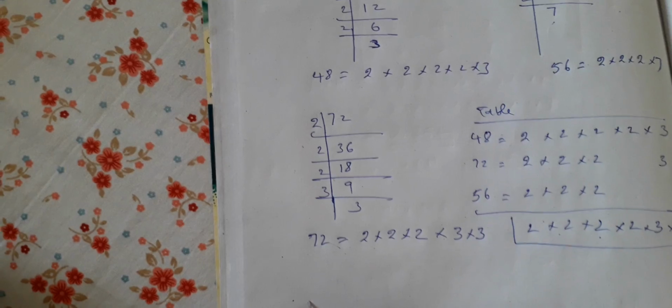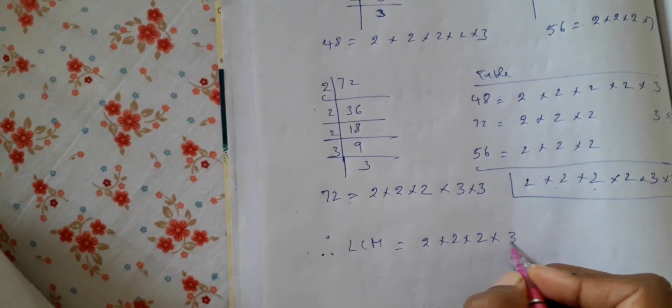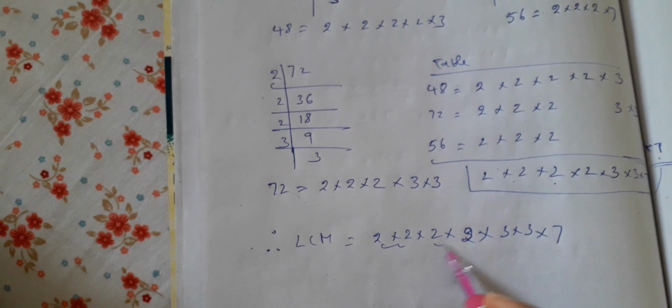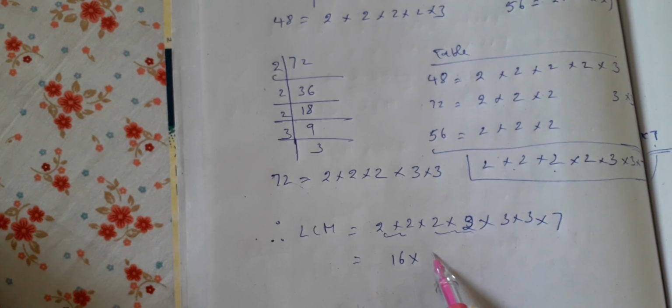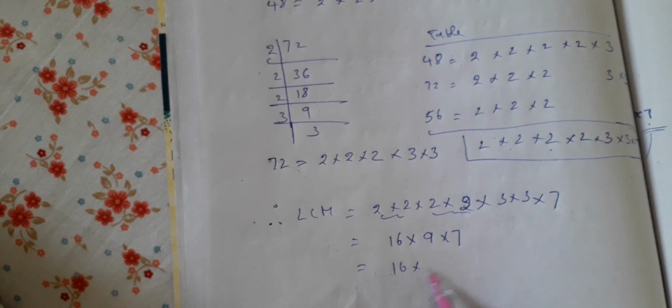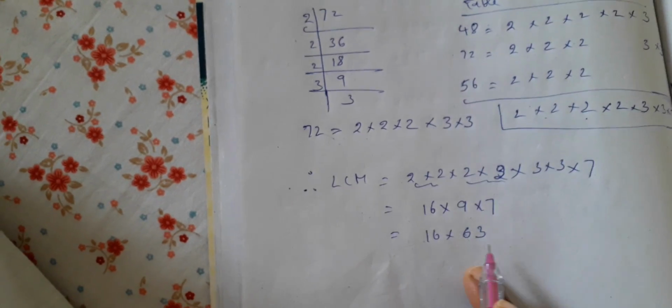So at the end we will write LCM is equal to 2 into 2 into 2 into, have we got 4? 1, 2, 3, 4. So one more 2, into 2 3's into 7 into 7. So now this is 4 into 4, 16. So 16 into 9 into 7. 9 sevens are 63. So 16 into 63.